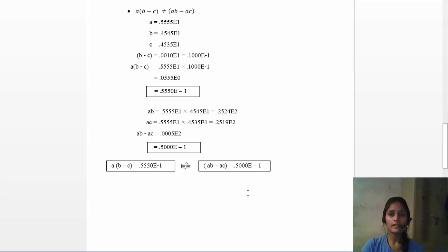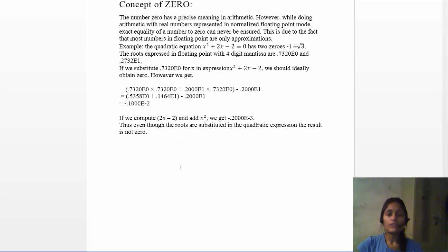The next consequence is the concept of zero. In floating point representation, we represent numbers in normalized form, and normalization says that we need a zero on the left of the decimal and a non-zero on the right of the decimal. And the case with zero is that it is zero. It does not have any non-zero digit, so we can never represent the exact zero in floating point.